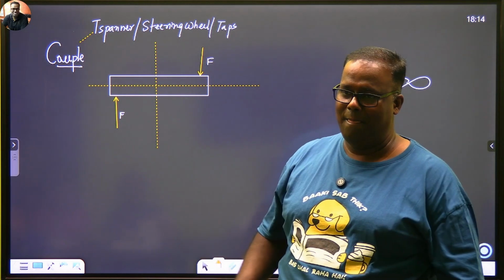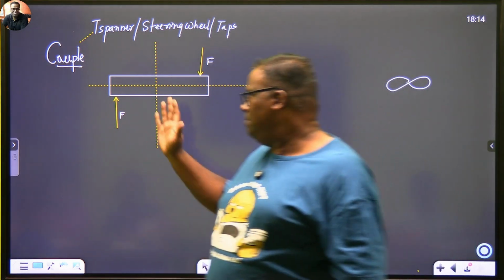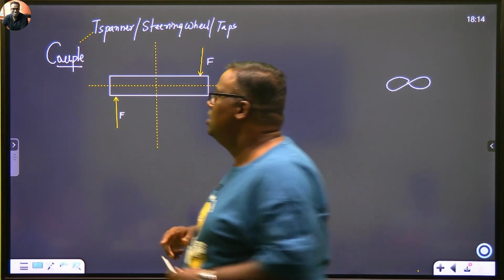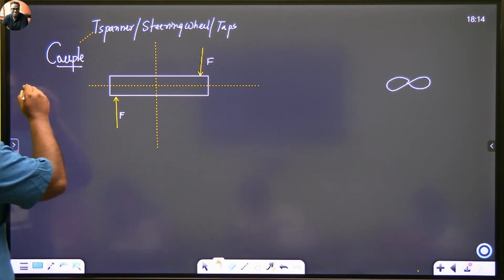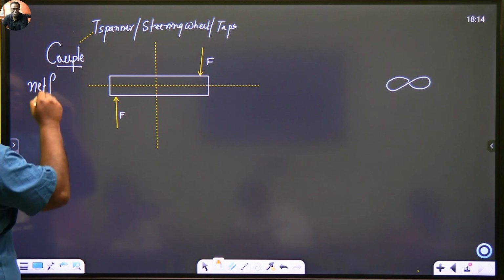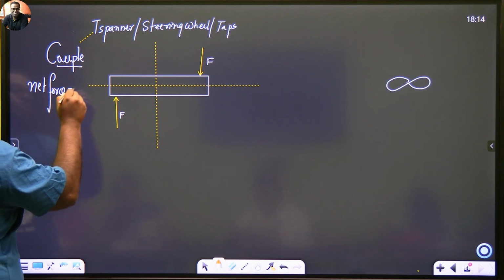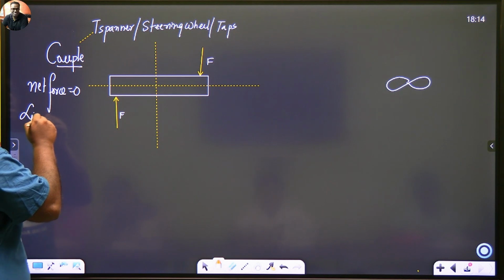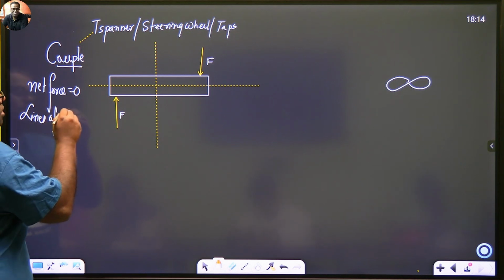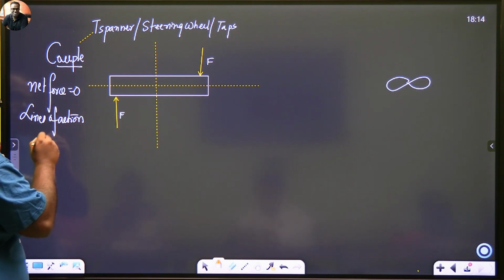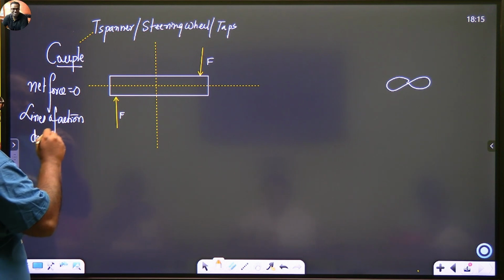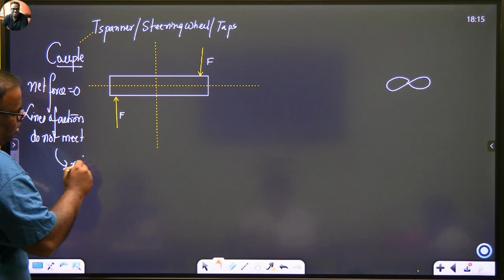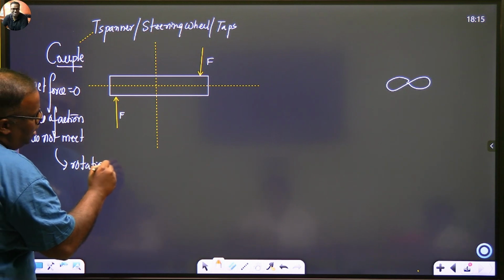Rotate. Couple बोलते हैं. कपल में क्या हो रहा है? दो फोर्सेस विच आर एब्सोल्युटली इक्वल. सो व्हेन अ कपल एक्ट्स, फिर से बात आती है, नेट फोर्स कितना होगा? नेट फोर्स इज ऑलवेज 0, बट लाइंस ऑफ एक्शन डू नॉट मीट. और इससे क्या आ जाएगा? रोटेशन. रोटेशन किस में आएगा? अबाउट द पिवट.